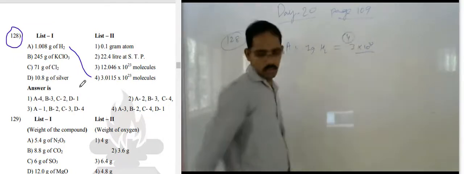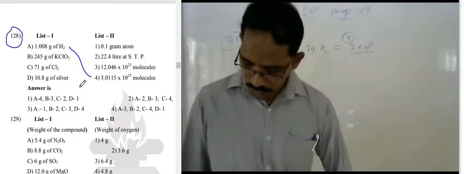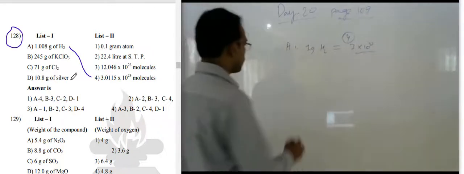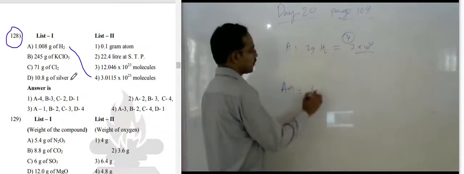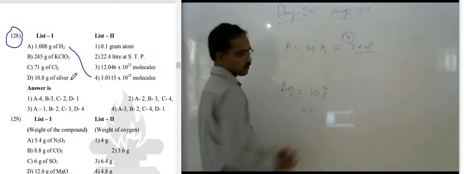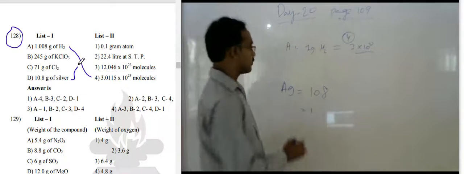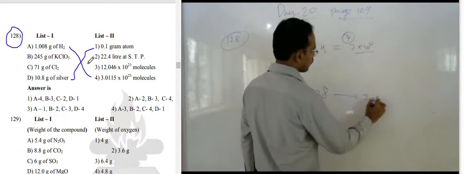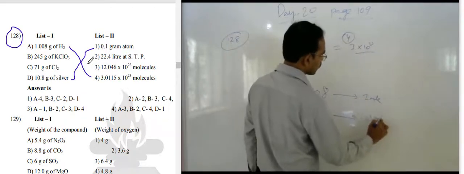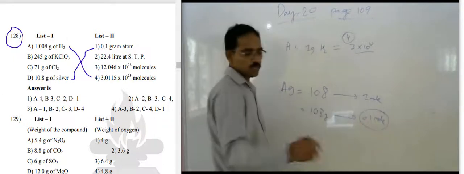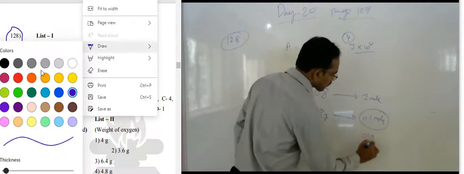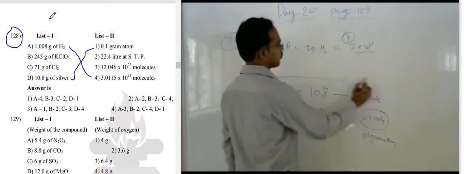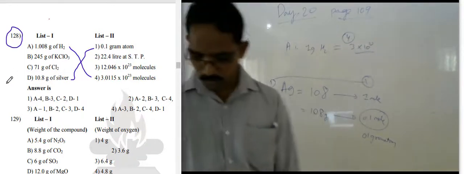Next, B, 245 gram of KClO3. See, silver atomic mass is 108. Here 10.8 gram is given. This is equal to 0.1 mole. 0.1 mole's another name is 0.1 gram atom. So D is 1. A is 4.